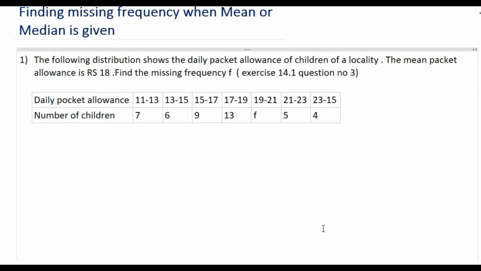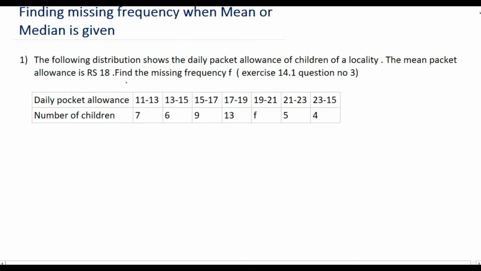We have already seen how to find out mean, median and mode. In today's video, we will see how to find out missing frequency when mean or median is given. So the first problem goes like this. The following distribution shows the daily pocket allowance of children of a locality, and the mean pocket allowance is rupees 18. Find the missing frequency f.